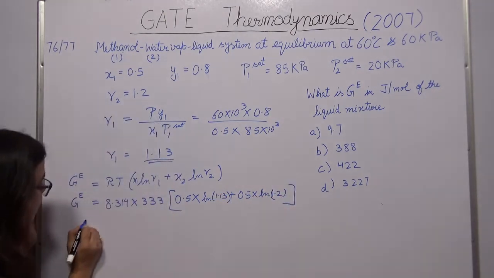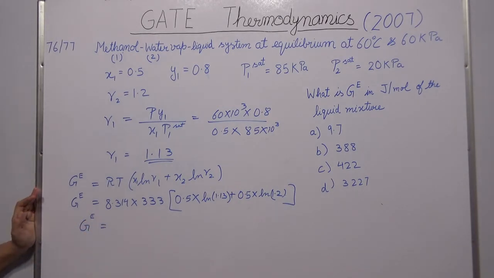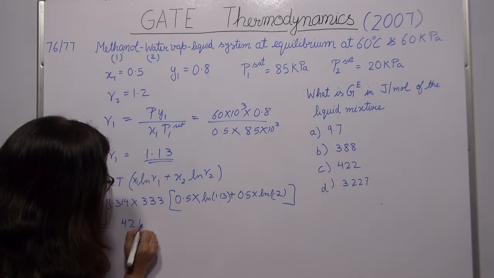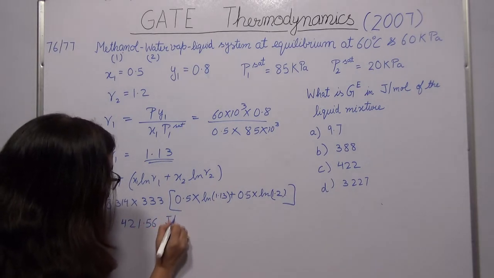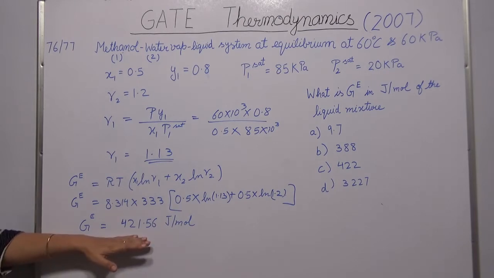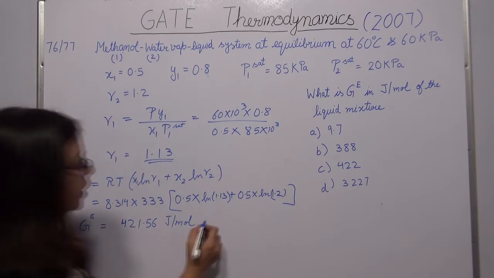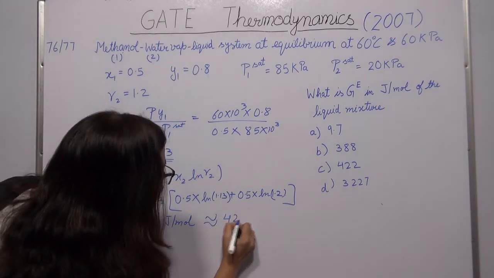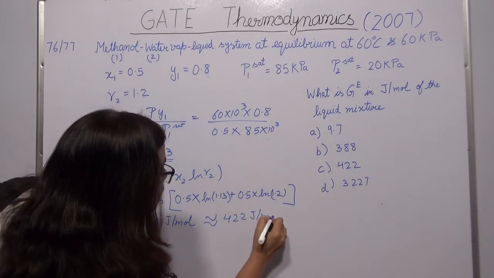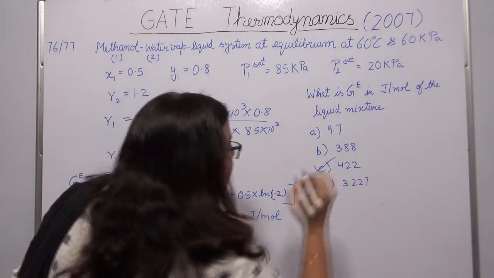Okay, solve this and you will get the answer in joules per mole. If I solve this equation, I get the value as 421.56 joules per mole. Now I will just round this off. I can take it equal to 422 joules per mole by rounding it off, and I see that my option C is the correct answer.